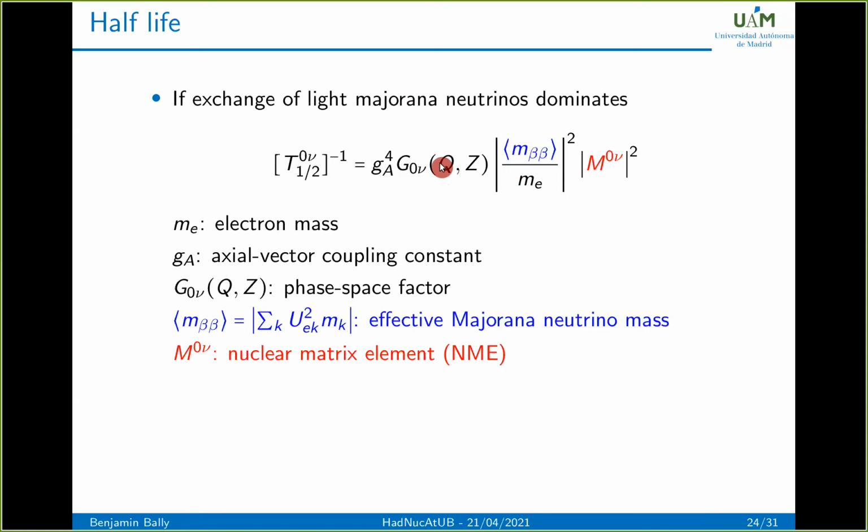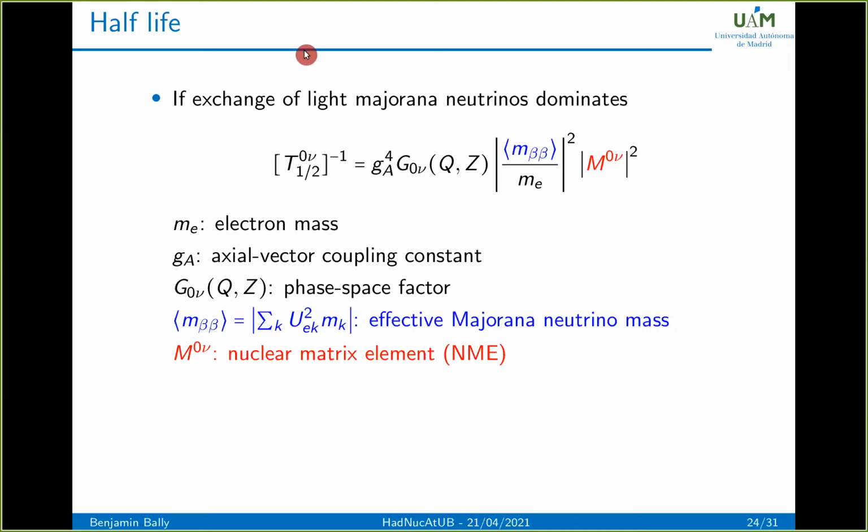I'm not going to describe every single part of the equation, but there are two important unknowns. One is what is called the effective Majorana mass, that depends on the neutrino masses that are unknown nowadays. We only know the difference of the squares of the masses, but we don't know the masses themselves. And the nuclear matrix element, in red, is something that cannot be measured and has to be computed using nuclear theory. So that's where we enter the game.